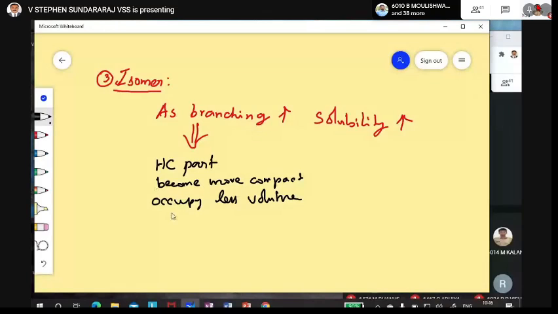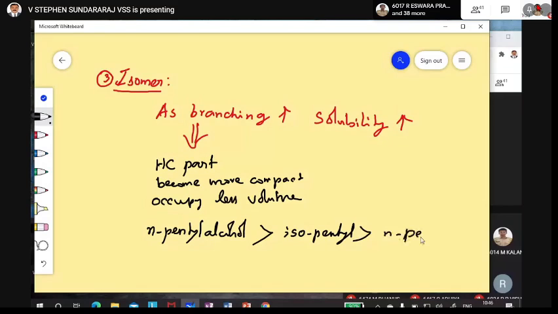Now you tell me what is the solubility order for the amyl alcohol isomers. Neopentyl alcohol will have more solubility than isopentyl alcohol, which will have more solubility than n-pentyl or n-amyl alcohol. This is the example for the statement that I have given.